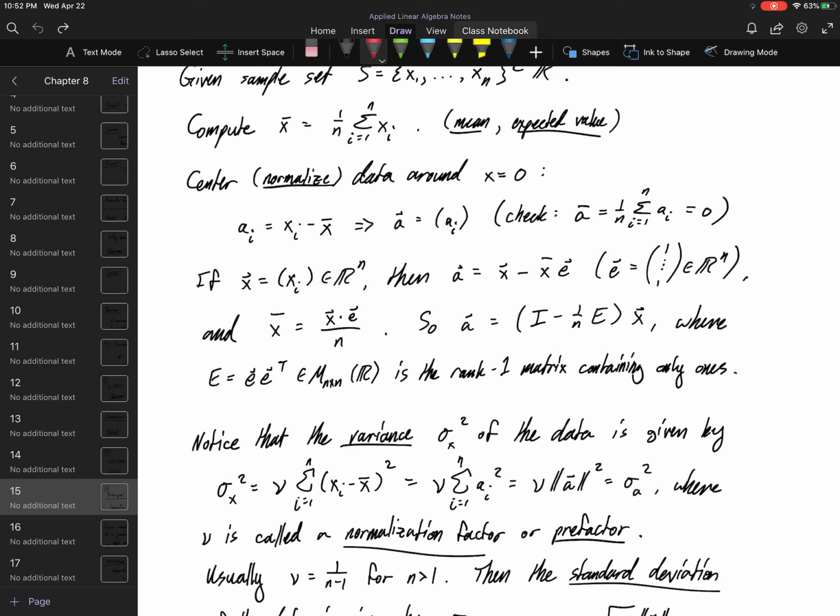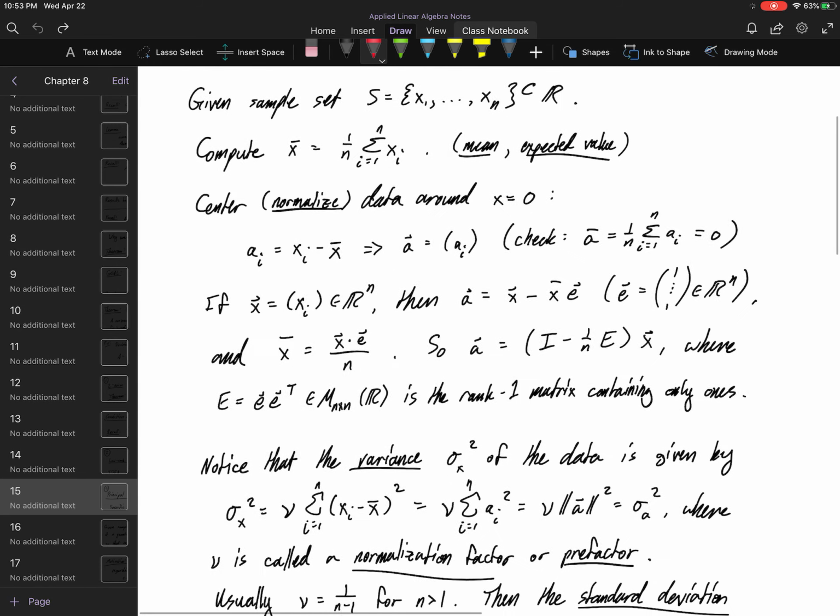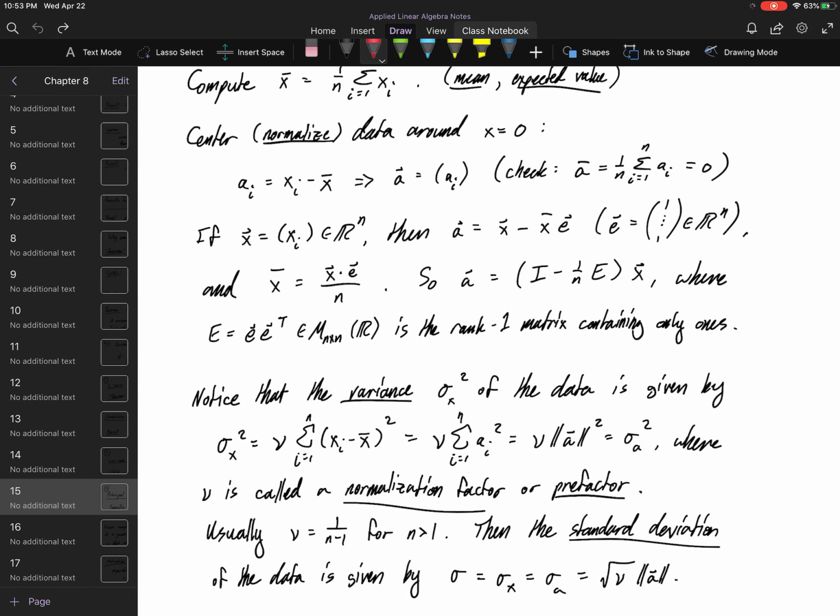And we can check indeed that the mean of this data set, once it's been normalized, is actually 0, as we need it to be. So if we have some arbitrary vector x coming from R^n, then we can write A simply as a difference of two vectors. This is a way for us to do all of these computations for normalizing the data at the same time. Instead of normalizing each data component one by one, we do them all in one fell swoop.